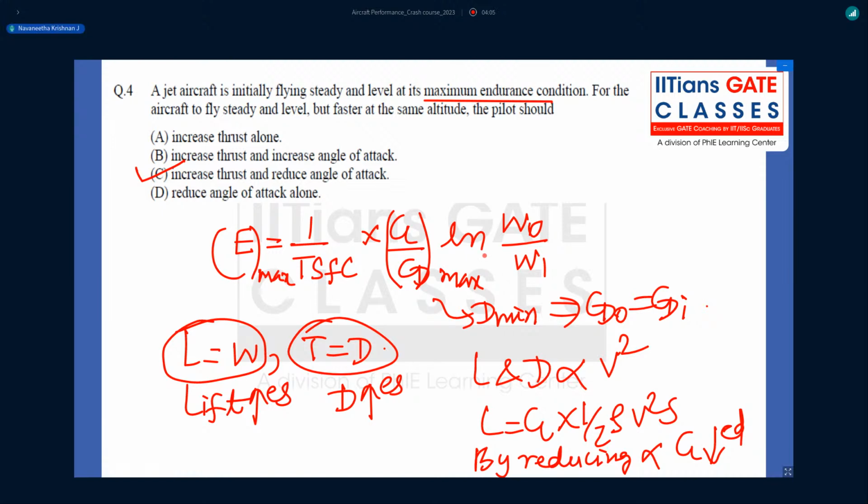Any doubt? Any doubt in this problem? Next. So option C is the correct answer.